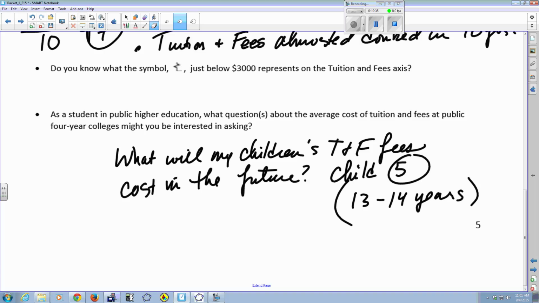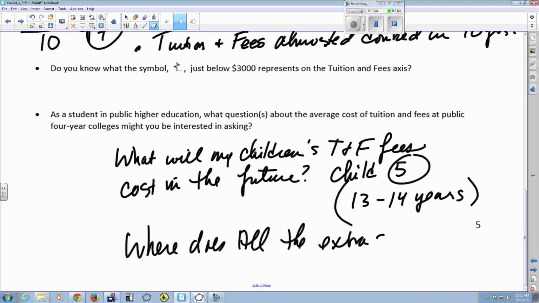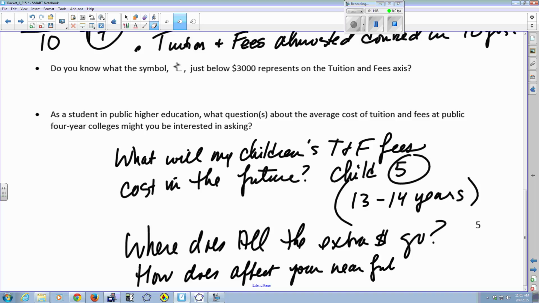And then the other thing is, where does all the extra money go? And who does it benefit? Why such a steep rate? How will this affect students in the near future? Yes, of course you're concerned about that. How does it affect your near future educational costs? Absolutely. These are all the types of questions that mathematics can help you get an answer to.